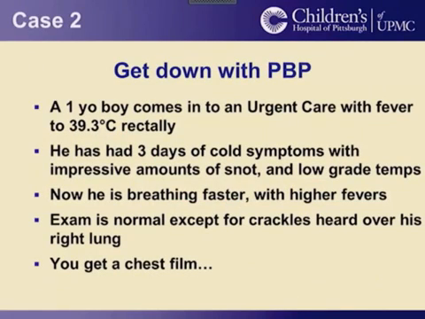So that case demonstrates guidelines on acute otitis media. I want to use the case to talk about penicillin binding protein, getting down with PBP, as I'd say, to look at a different site of infection.